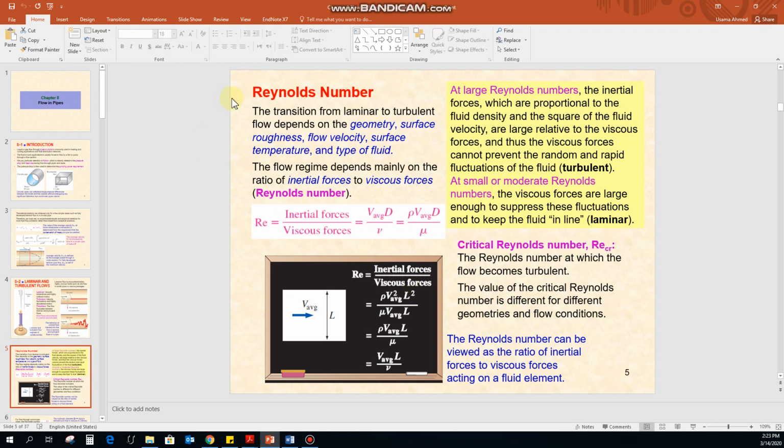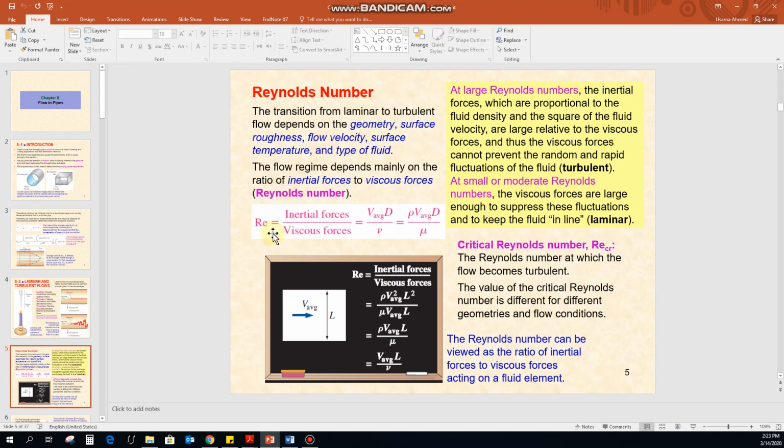Now how can we differentiate between the laminar and the turbulent flow? We can rely on the Reynolds number. What is this Reynolds number? The transition from laminar to turbulent flow depends on geometry, surface roughness, flow velocity, surface temperature, and the type of fluid. So these are the 5 or 6 parameters that can change the type of flow, that can differentiate between the laminar and the turbulent flow.